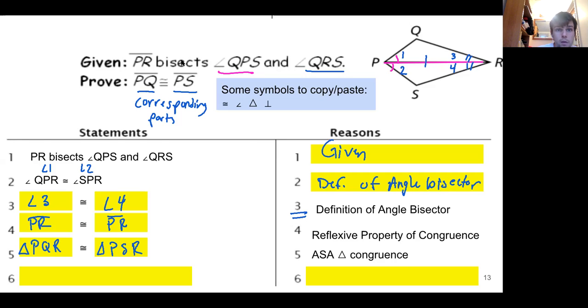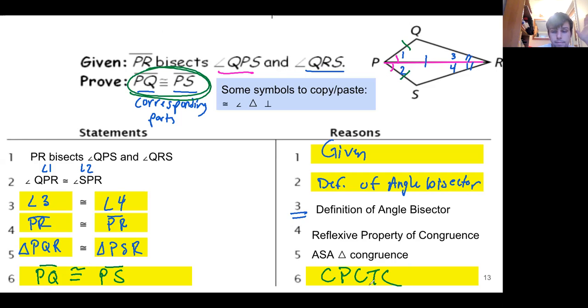And then once the triangles are congruent, that means that these parts that are corresponding here and here have to be congruent. So PQ congruent to PS, and we use CPCTC. That's it.